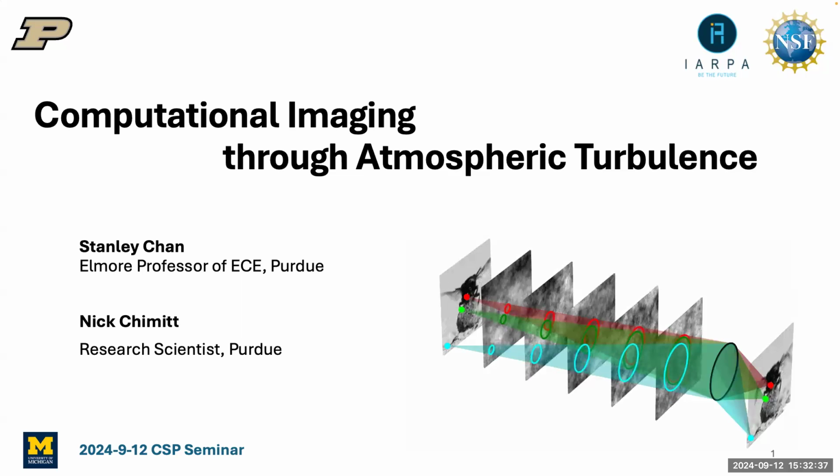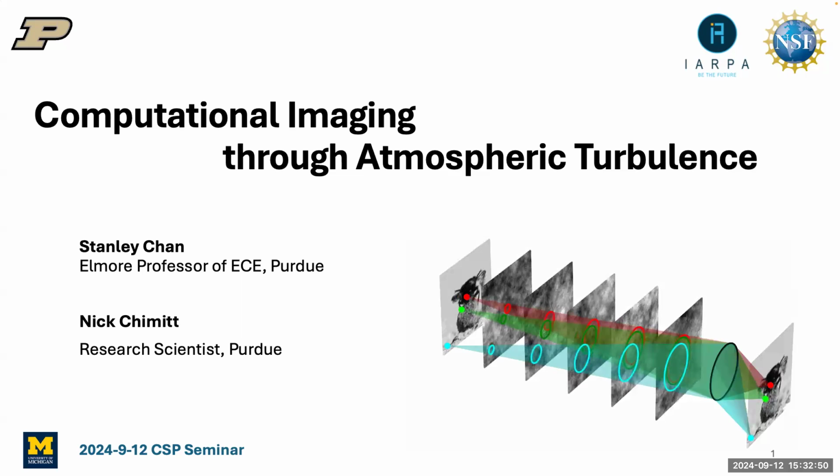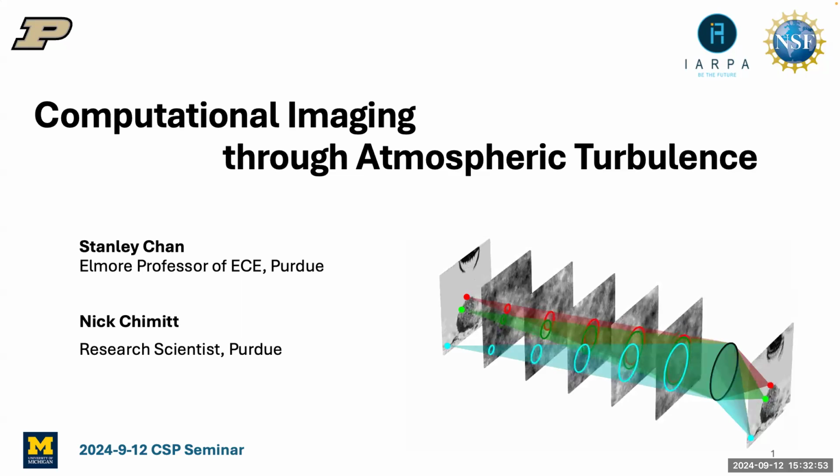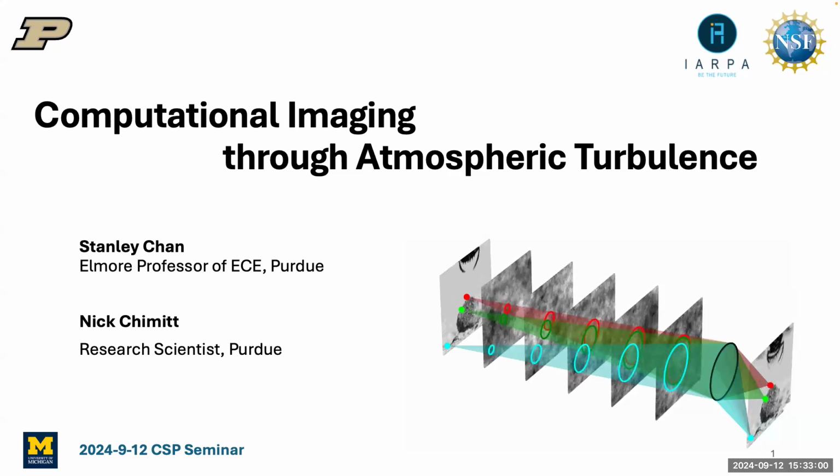Professor Stanley Chen is a professor of electrical and computer engineering at Purdue University. He received his PhD from UC San Diego, a very beautiful city, and also did a postdoc at Harvard between 2012 and 2014. He does great research in computational imaging, especially photon-limited imaging and imaging through atmospheric turbulence, which I think is also the topic for today. He has received many impressive awards, including the 2022 IEEE SPS Best Paper Award for the very well-known Plug-and-Play ADMM paper. I think many people doing optimization in computational imaging have read that paper.